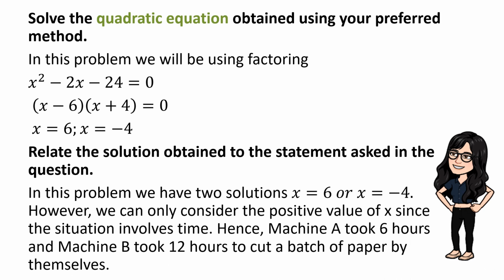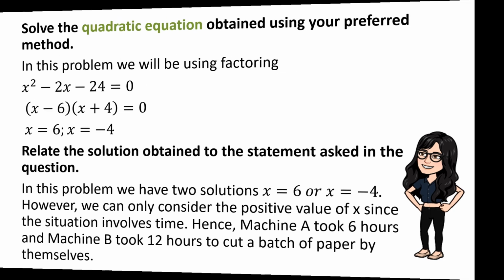Now, in this problem, we have two solutions, x equals 6 or x equals negative 4. However, we can only consider the positive value of x since the situation involves time. Hence, machine A took 6 hours and machine B took 12 hours to cut the batch of paper by themselves.